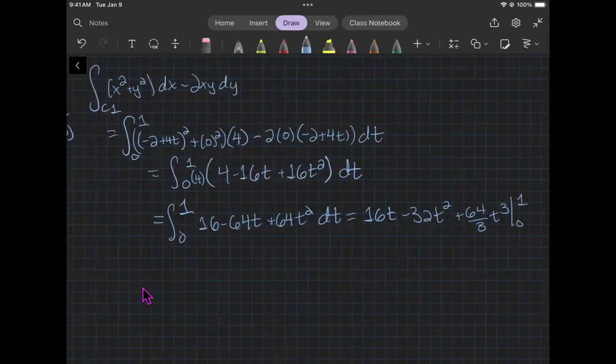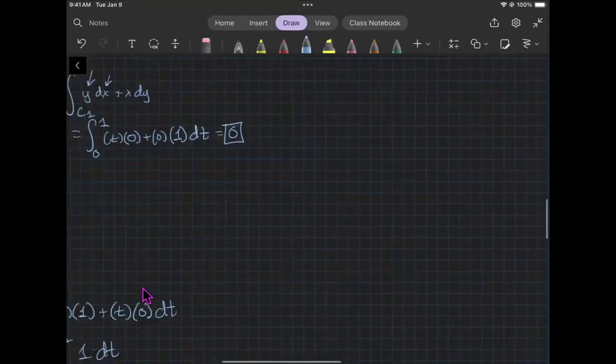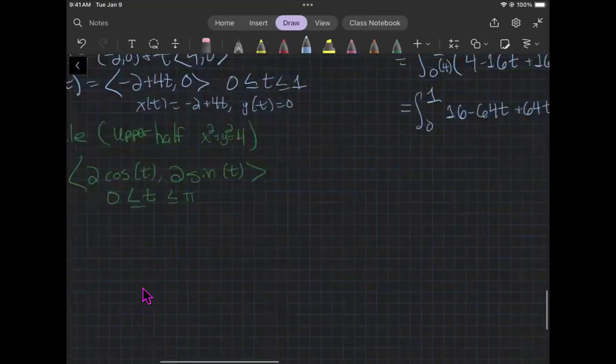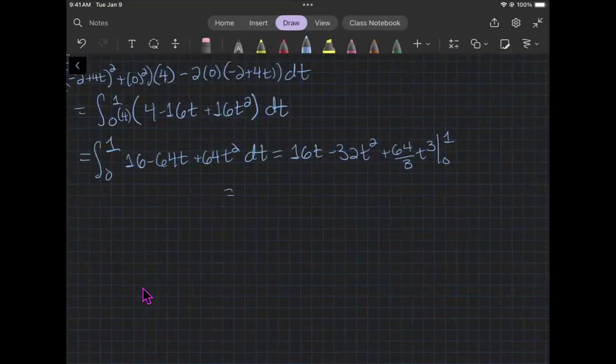So from 0 to 1, this should equal 16 thirds. All right, 16 thirds.